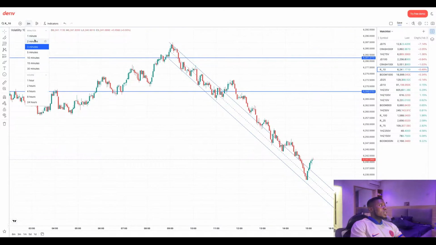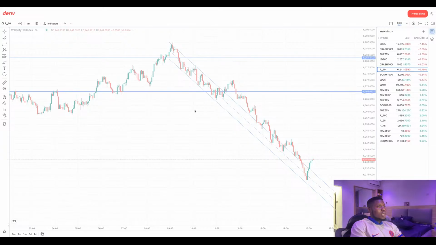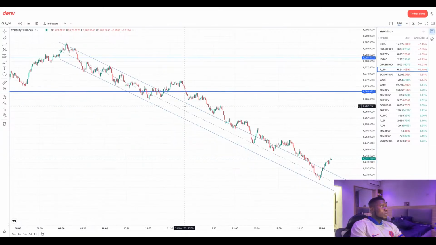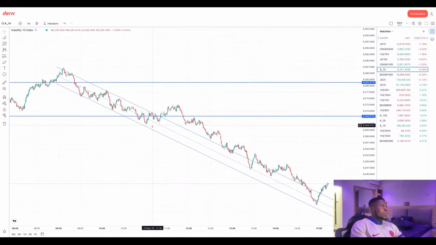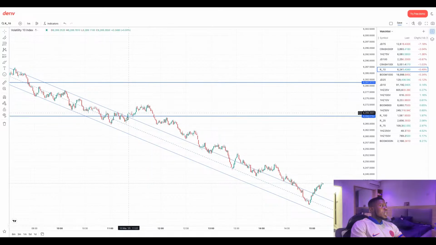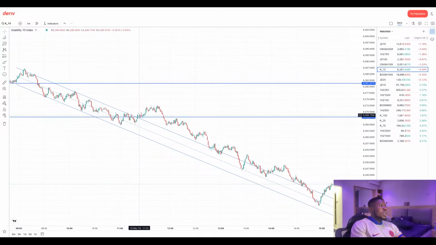Definitely still go down to 1 minute so the swings can be more visible. So when you look at the 1 minute, you see that this was the breakout of the trend. And I think I have a pattern like this forming here. This is 1 minute.